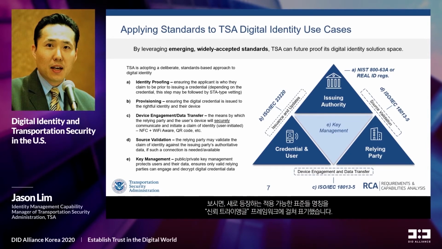The next slide is probably the most technical of the slides in this deck today. In this slide, we are layering the names of the emerging applicable standards over the triangle of trust framework. If we go around the triangle, with step A, we see that the issuing authority can leverage either NIST 863A or REAL ID regs, in the case of driver's licenses, to proof the individual for an underlying identity that can be trusted. And step B describes how the issuing authority will provision the individual's mobile device with a digital identity in a trusted and secure way that cannot be manipulated.